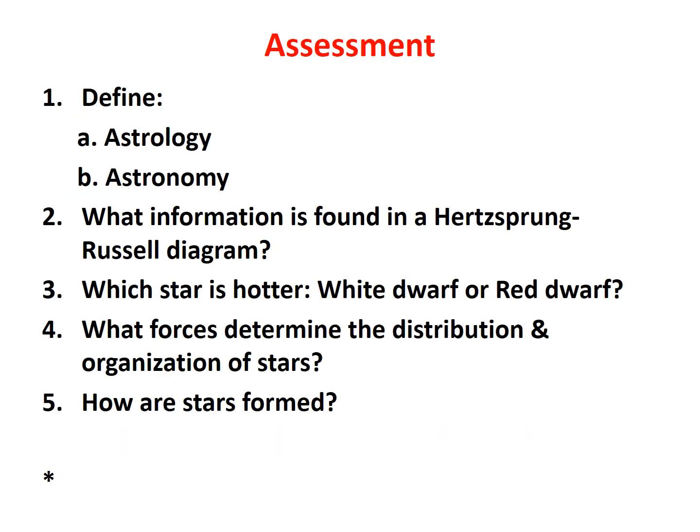All right, one more. Okay, and then in the assessment, here you've actually got 5 main questions. Okay, I need you to go in and on your paper, I need you to define astrology and then astronomy. Okay, tell me what information is found in an HR diagram. Go back and look at that if you want to. Which is hotter, a white dwarf or a red dwarf? Okay, that was also covered.